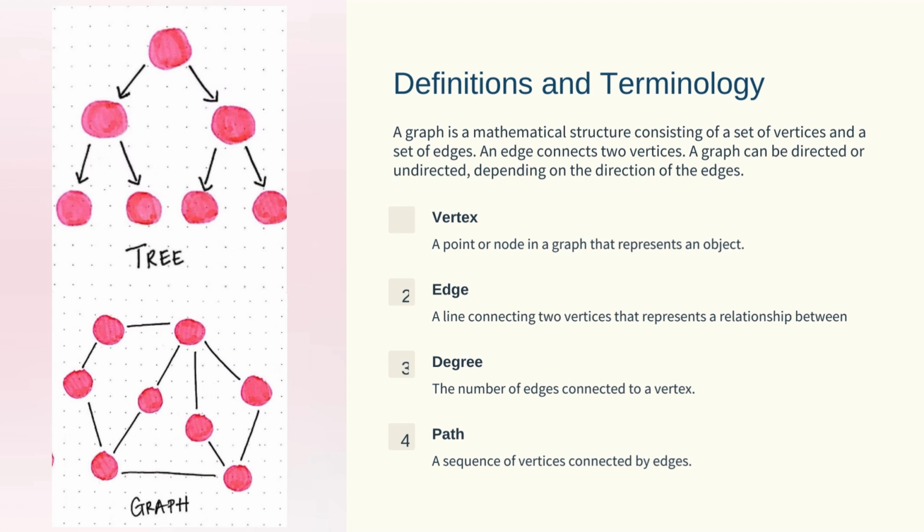Edge. An edge is a connection between two vertices in a graph that represents a relationship between them. In graph theory, the degree of a vertex is the number of edges connected to it. There are different types of degrees depending on the nature of the graph. Path. In graph theory, a path is a sequence of vertices connected by edges. It represents a way to travel from one vertex to another in a graph.